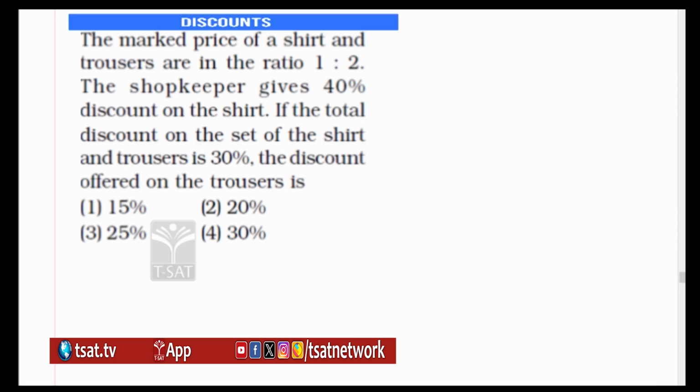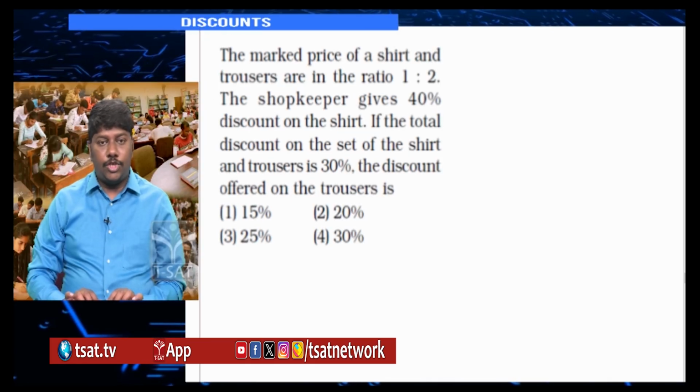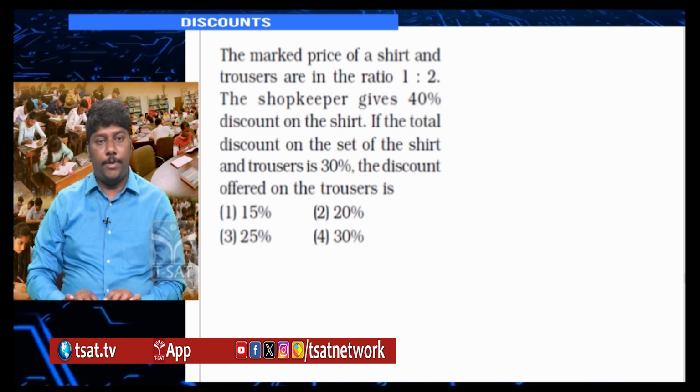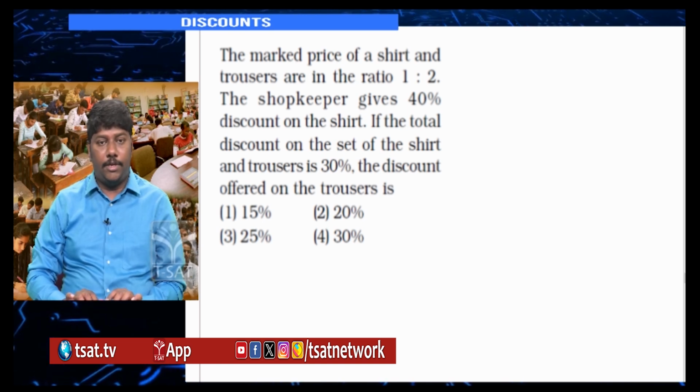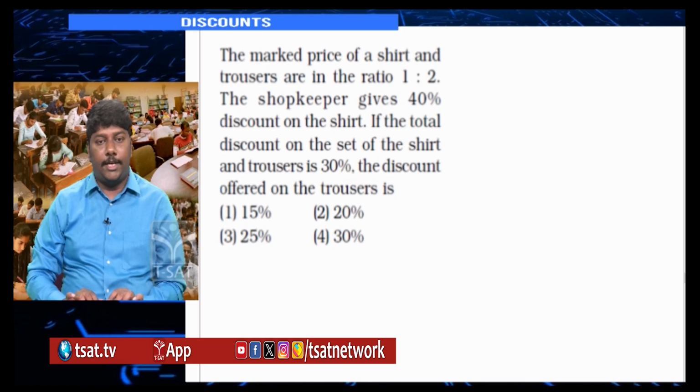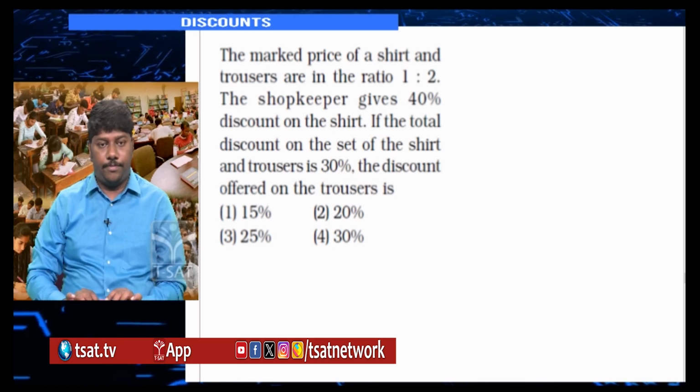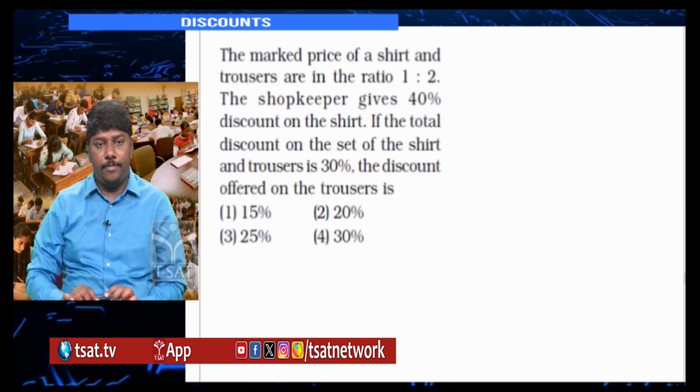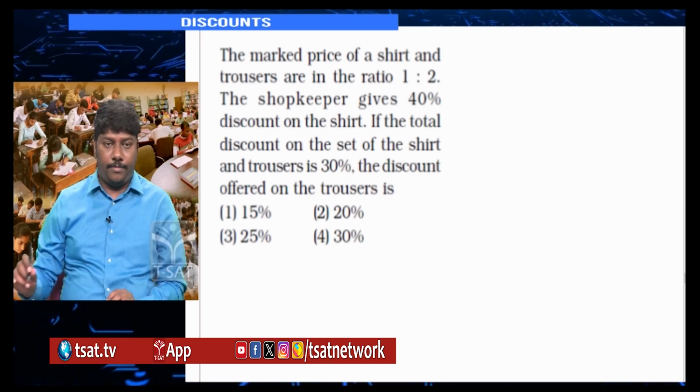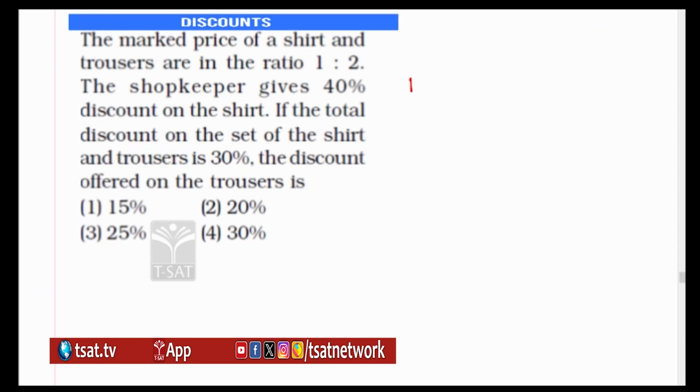Next, the marked prices of a shirt and trousers are in the ratio 1:2. The shopkeeper gives 40% discount on the shirt and the total discount on the set of shirt and trousers is 30%. The discount offered on trousers? It is actually a mixtures and alligations problem, or else I can call it a problem of grouping. So the marked prices are in the ratio 1:2, shirt and trouser. Do it like this. Shirt and trouser is 1:2. Upon shirt you are getting how much? The shopkeeper gives 40% on shirt. On trouser we don't know, but overall you are getting 30. Do it N1A1 plus N2A2.